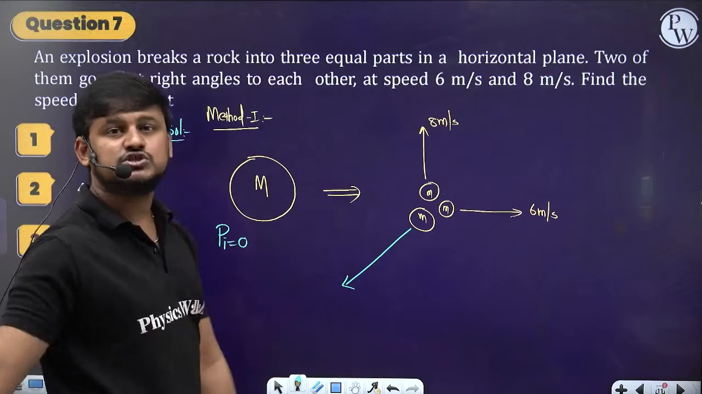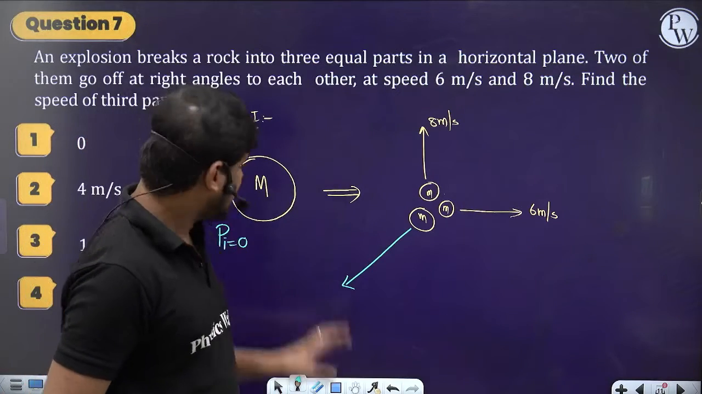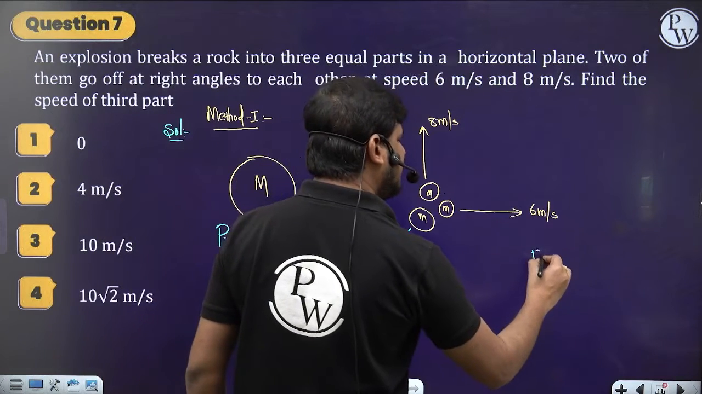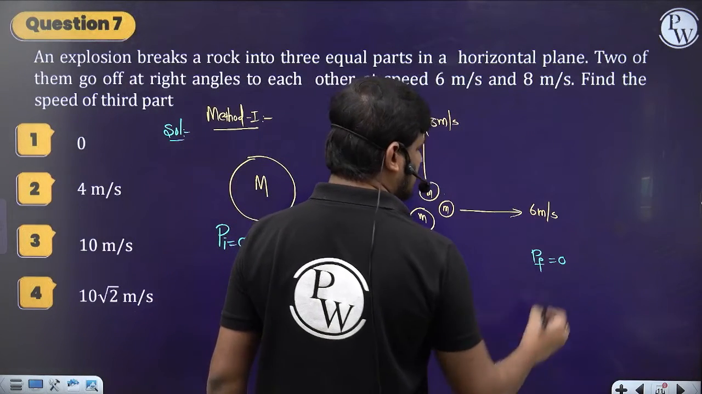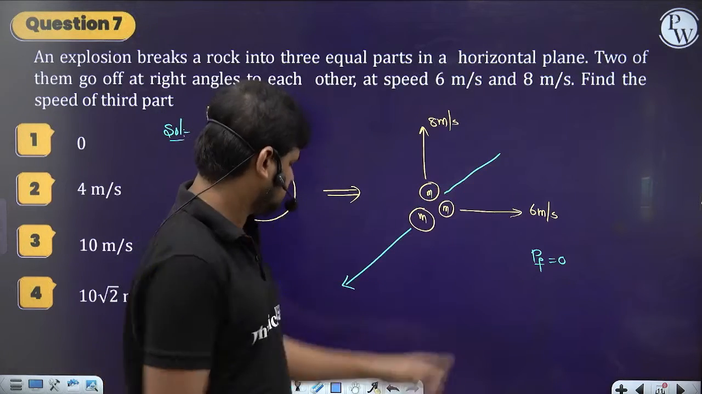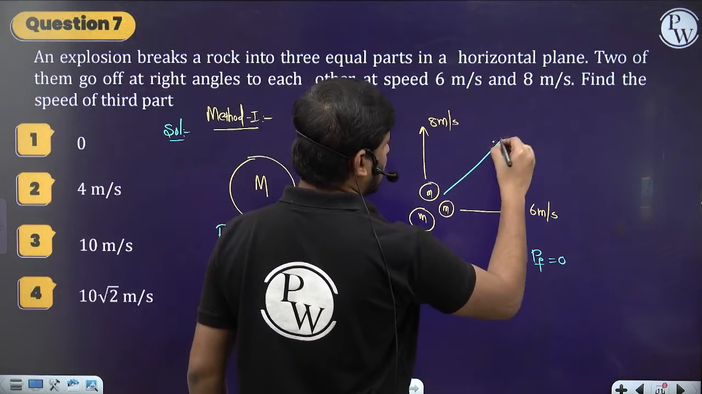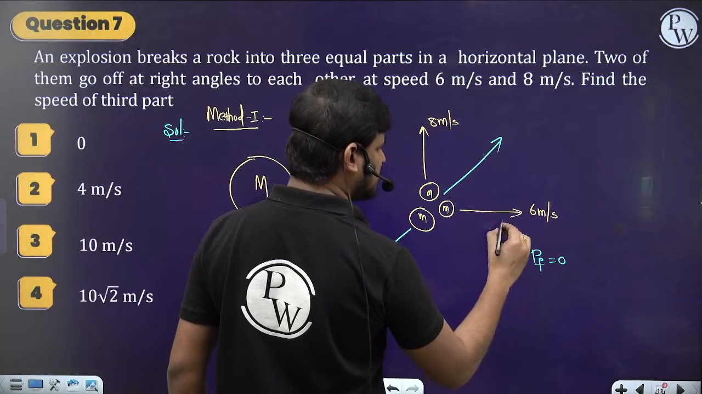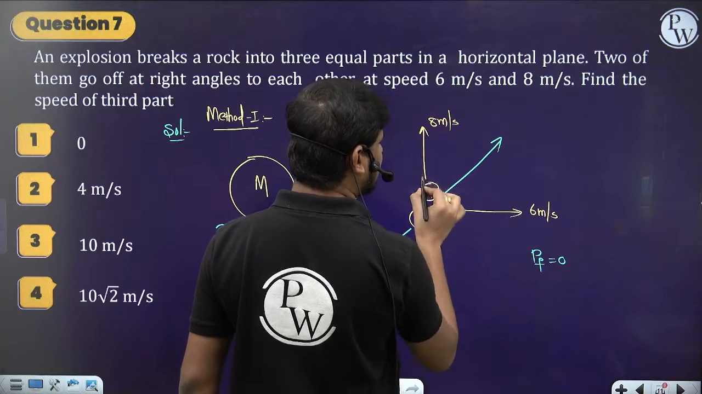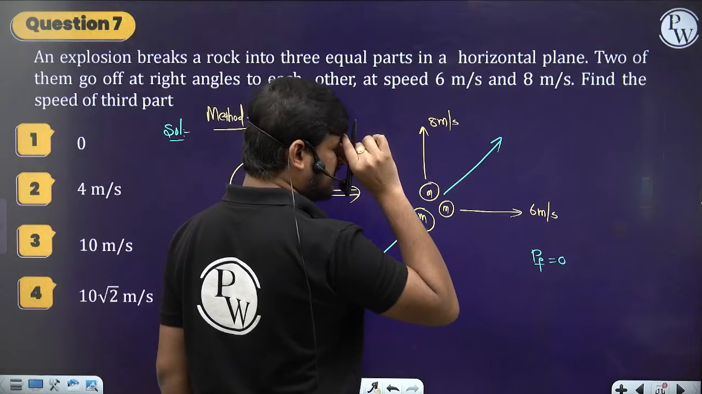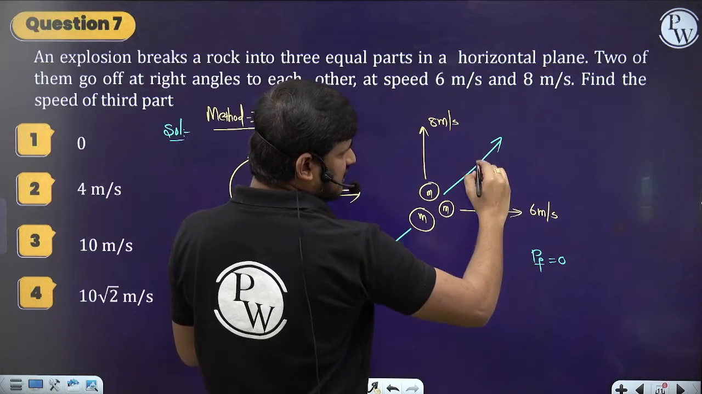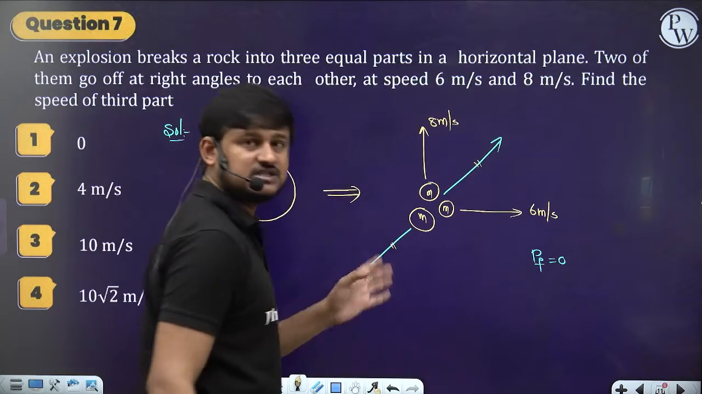Pi is equal to 0. Yes, Pi is equal to 0. So P final should also be equal to 0. If P final has to be 0, then the resultant, see here, the simple logic. Here momentum is mv. What is the momentum of this? You can write like this. The momentum of this is 6m. The momentum of this is 8m. So compulsorily the resultant will be this side, and the resultant and this one should get cancelled. That's the logic. That's it.